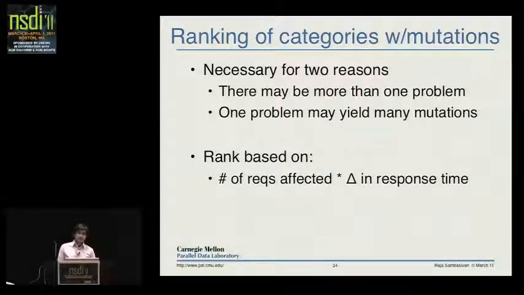It's simply based on the number of requests affected times the delta in response time. So for structural mutations, this would be the number of extra requests in the problem period times the change in response time between that category and its precursor category. For response time mutations, this would be the number of non-problem period requests times the change in response time within that category between the non-problem period and the problem period.